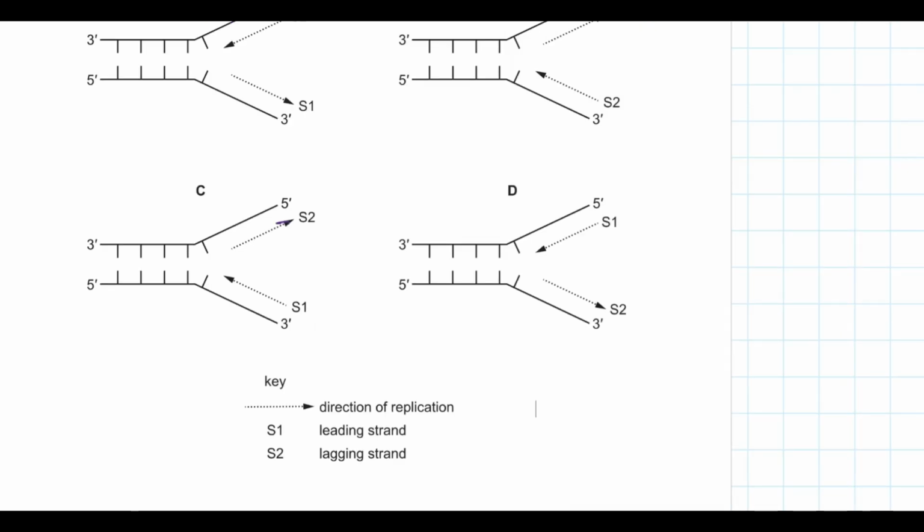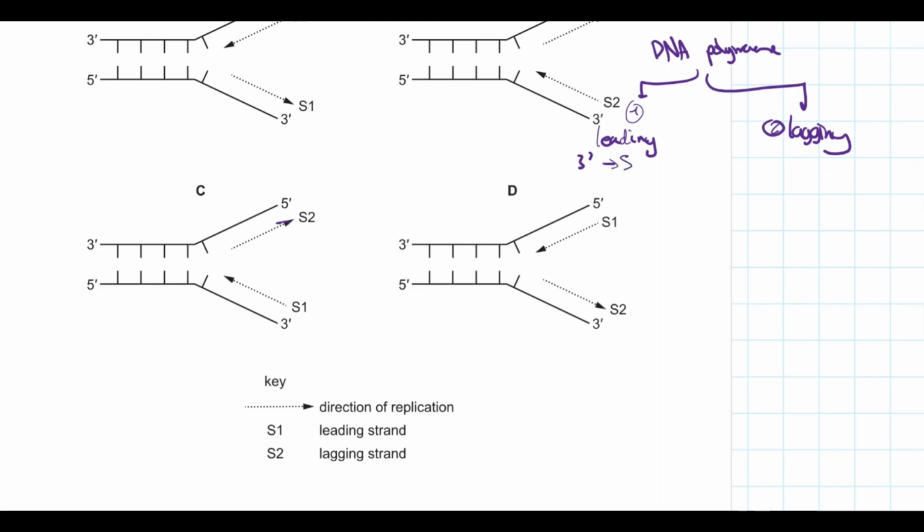Number 22. Which diagram correctly shows the replication of DNA? So, we all know that DNA replication takes place by the enzyme DNA polymerase. And as we all know, we have 2 types of strands. First of all, it's the leading strand and the lagging strand. We all know that DNA polymerase replicates from the 3' to 5' direction. And this is the template for the leading strand. So from 3' to 5'.